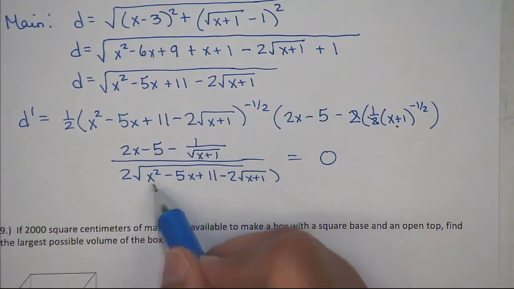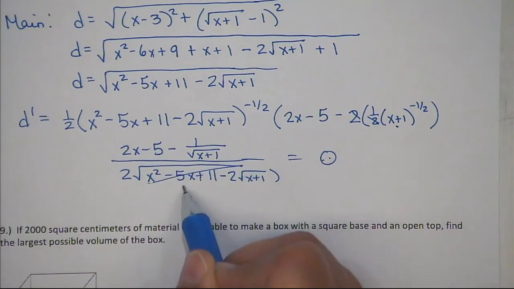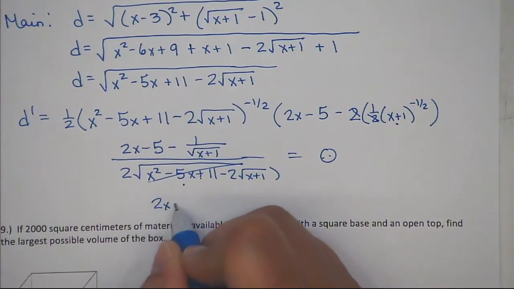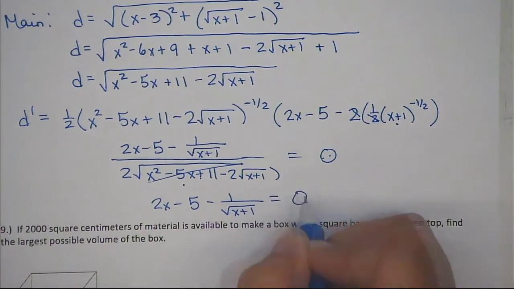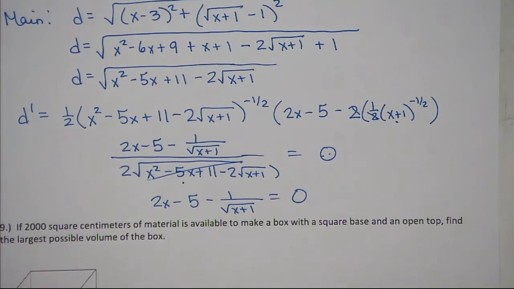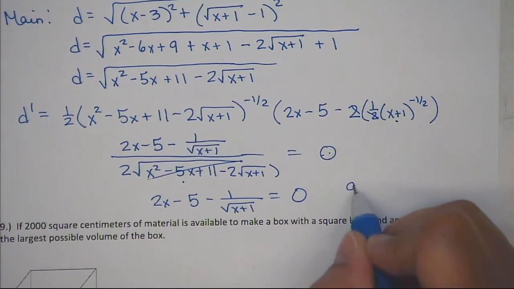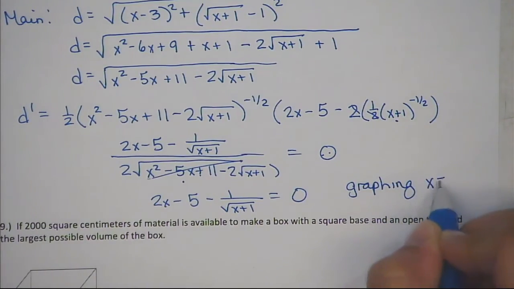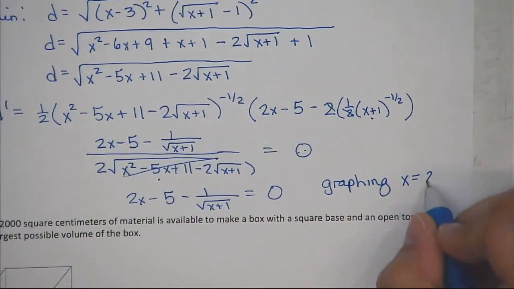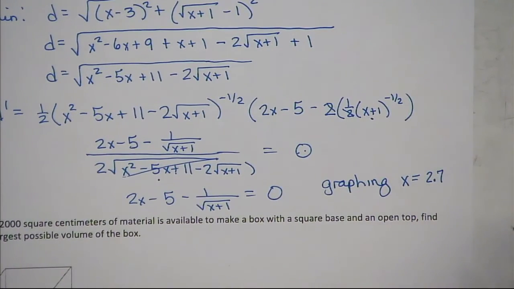So this is going away because I'm multiplying it over to this side. And I want to solve 2x minus 5 minus 1 over the square root of x plus 1. I'm not doing that one by hand, and I wouldn't expect you would either. So we would graph that and find its roots that way. Okay? So if I graph it, I will get x equals, just trying to save a little time here, 2.76.